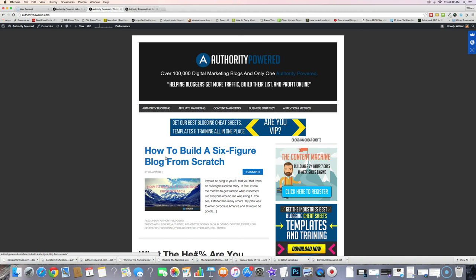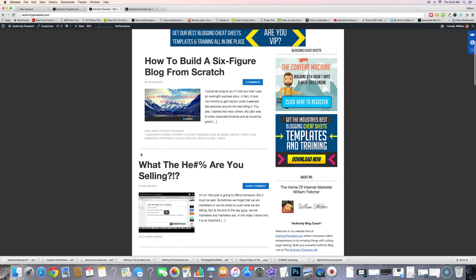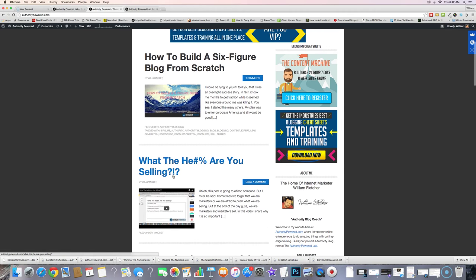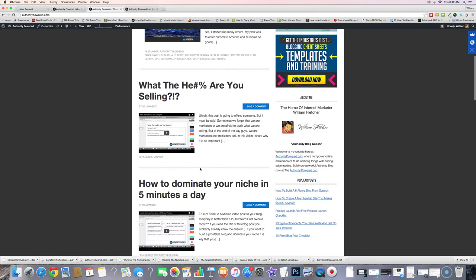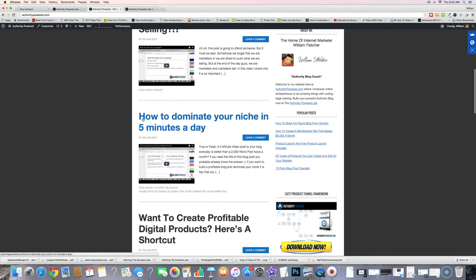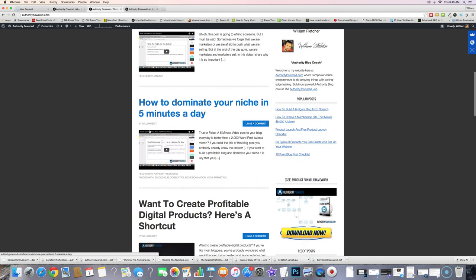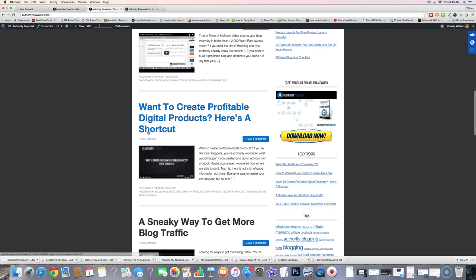You'll notice, I like the how-to structure. That gets a lot of people. This one has a shock value to it. People like stuff like that. Again, another how-to, and I use power words like dominate. So people are going to be interested in dominating their niche. They're also going to be interested in how to do it in 5 minutes a day. Be specific with your headlines, guys. People like specificity. So make sure you do that.